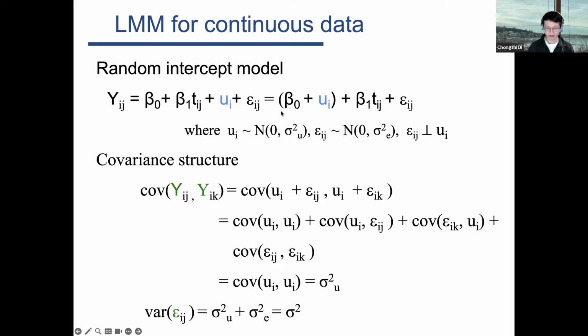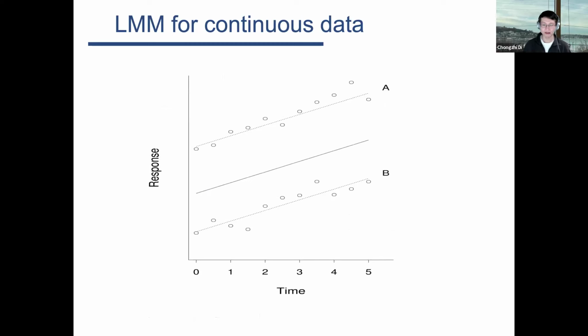Again, if you look at the visual representation, this is the population average growth curve. But we notice that each individual has their specific curve. For individual A, this person has the same slope as the population curve, but a higher intercept. Individual B again has the same slope, but a lower intercept.